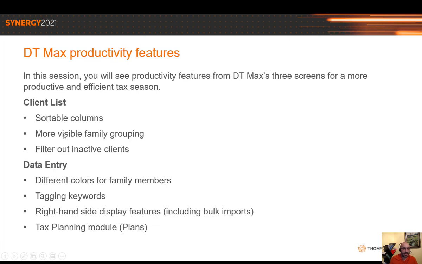So we're going to start with the client list and we're going to look at sortable columns. You could actually sort any column in the client list of Dtmax by simply clicking on the column header. But it's an option that you have to activate, which we're going to see in the session. More visible family groupings as well.